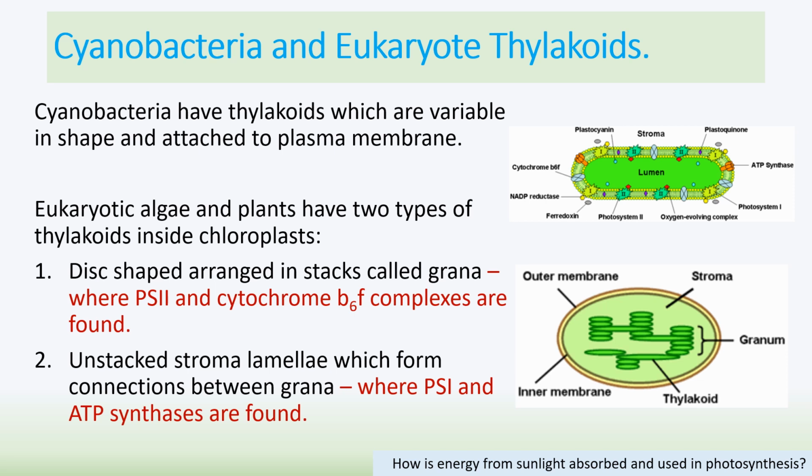Cyanobacteria have thylakoids that are actually attached to the plasma membrane, so more simplistic. Eukaryotic algae and plants have two types of thylakoids. There are disc-shaped thylakoids arranged in stacks called grana, which you'll be more familiar with. That's where photosystem 2 and the cytochrome b6f complexes are found. And then between the grana, there are what we call intergranal lamellae, which are the connections between the grana, and that's where photosystem 1 and ATP synthase are found.